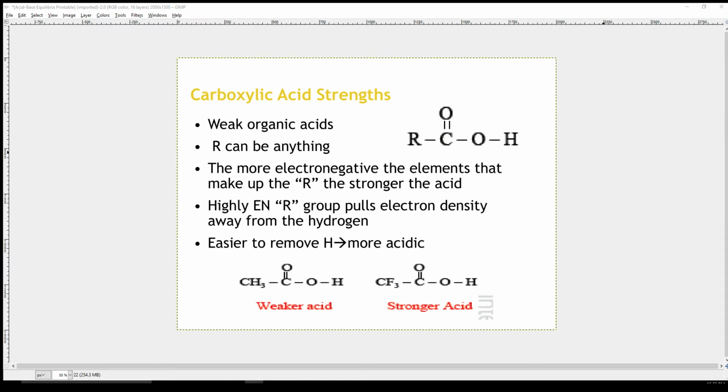What about carboxylic acids? These are weak organic acids. Here is the carboxylic acid. So C double bonded to an O with an O and an H, and R can be anything. The more electronegative the elements that make up the R, the stronger the acid. So for R, as I increase its electronegativity, I will increase my acid strength.